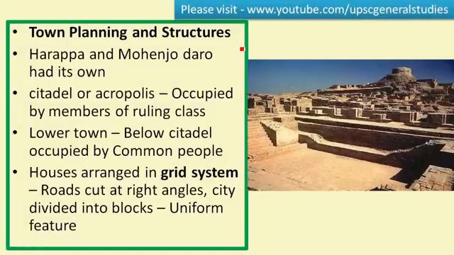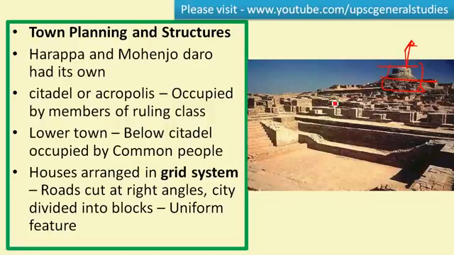First let's look at the town planning, and here the town planning is majorly represented by the Harappa and Mohenjo-daro towns. Harappa and Mohenjo-daro had their own citadel and lower town. The city was divided into citadel and lower town. Citadel or acropolis was constructed on a raised platform, in an elevated area, and this citadel was occupied by the aristocrats or ruling class, and the lower town was occupied by the common people.